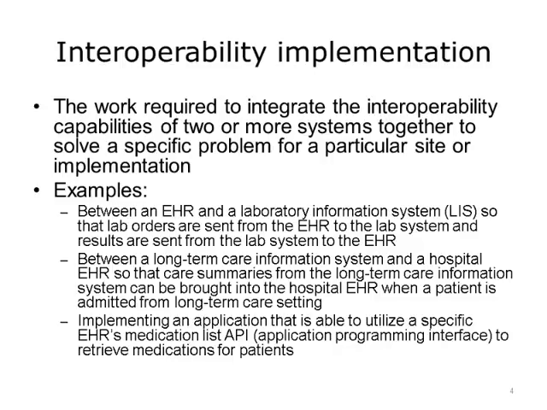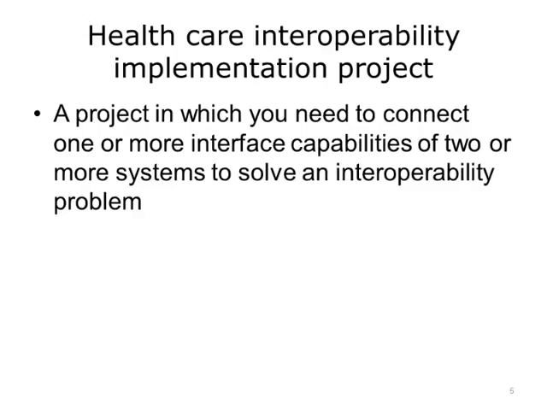Another example is implementing an immunization reporting interface between a hospital and the local public health authority so that the public health authority is notified whenever the hospital immunizes a patient. A healthcare interoperability implementation project is one in which you need to connect one or more interface capabilities of two or more systems to solve an interoperability problem.